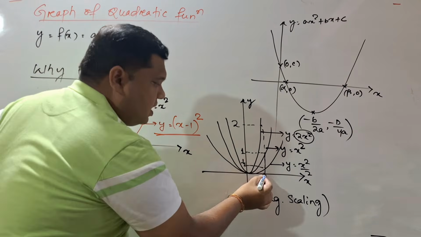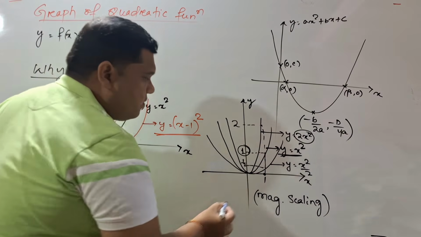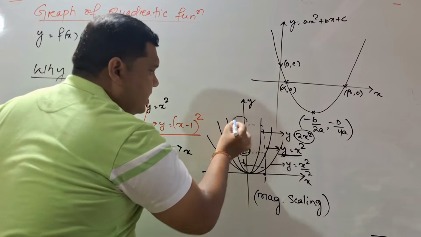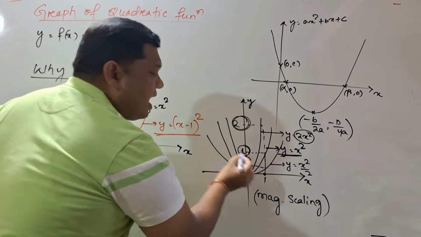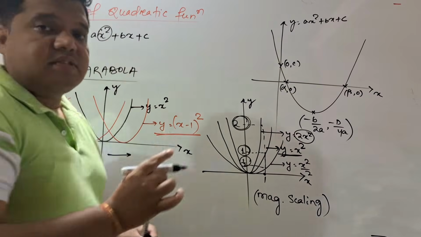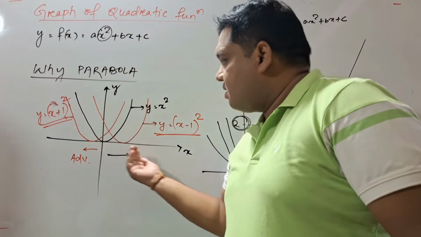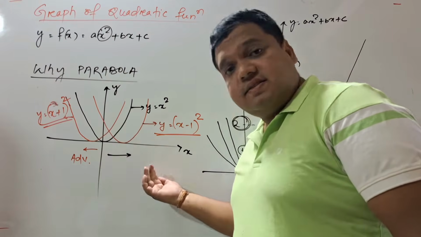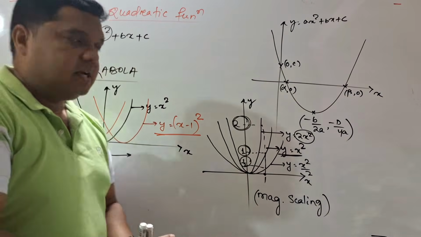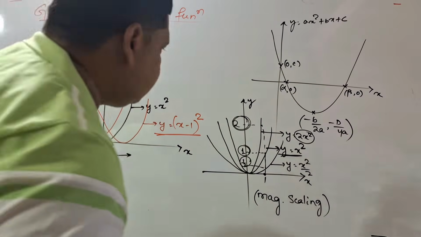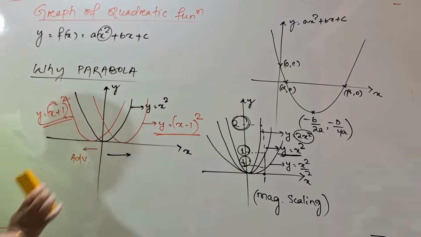At x equal to 1, for y equal to x square, I get y value 1. For y equal to 2x square, I will get y value 2. And for y equal to x square by 2, I will get half. So first we discussed shifting done on x-axis, and here this is magnitude scaling. Clear? Now if I combine everything, why I combine everything? Just draw this for understanding point of view.